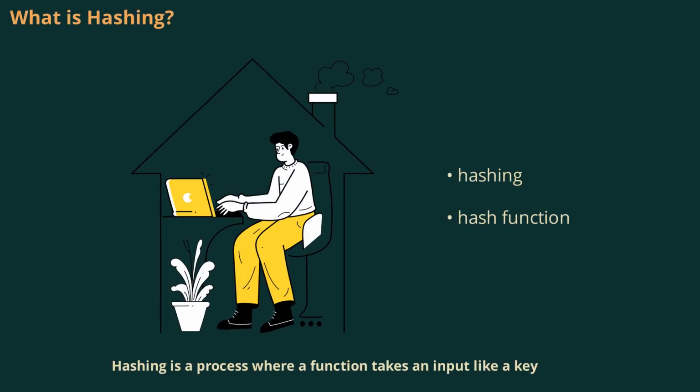Hashing is a process where a function takes an input, like a key, and transforms it into a fixed-length value called a hash. This hash is then used to determine where the value should be stored in the HashMap. The beauty of hashing is that it allows for quick calculations and efficient data placement. However, it's important to note that you can't reverse a hash to get the original input. It's a one-way function. This is the first step in how HashMap organizes its data.